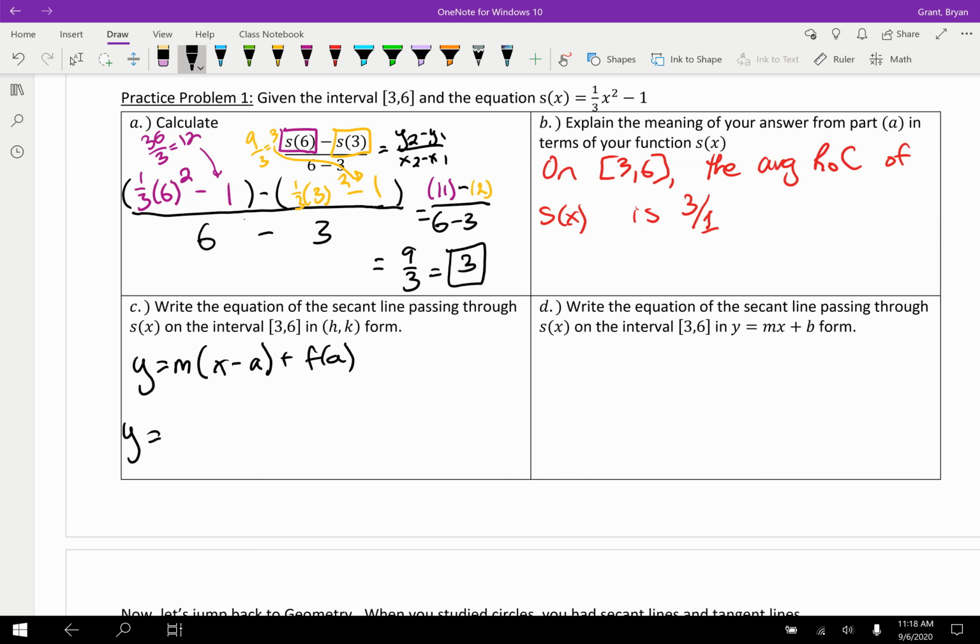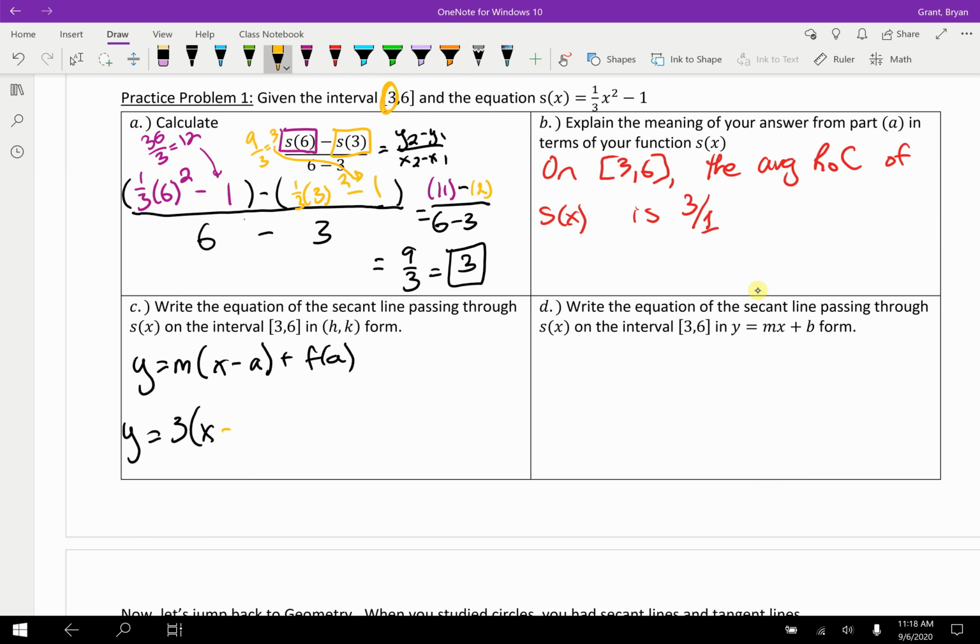Well, let's start filling pieces in. We know that the slope is 3. We found that on part A, right? The slope between the endpoints. X and then a comma f of a. Well, you have your choice. You can either use what we did in purple, which is an x value of 6, or what I did in yellow, an x value of 3. I'm going to do the yellow one because it's the last thing I wrote.